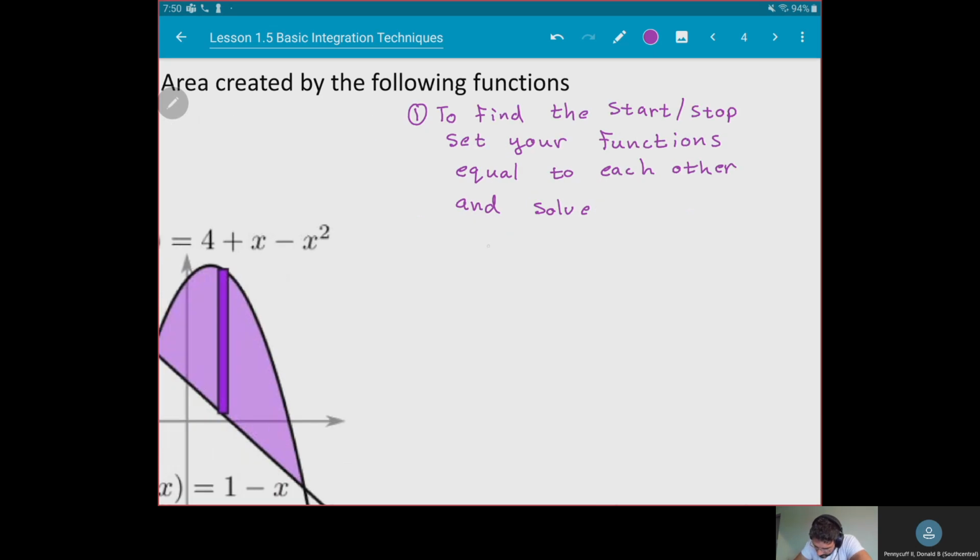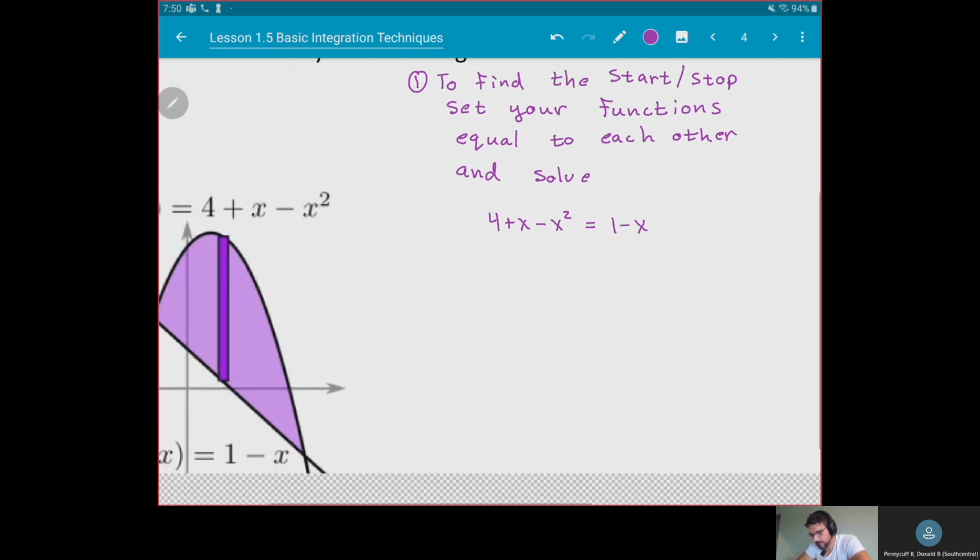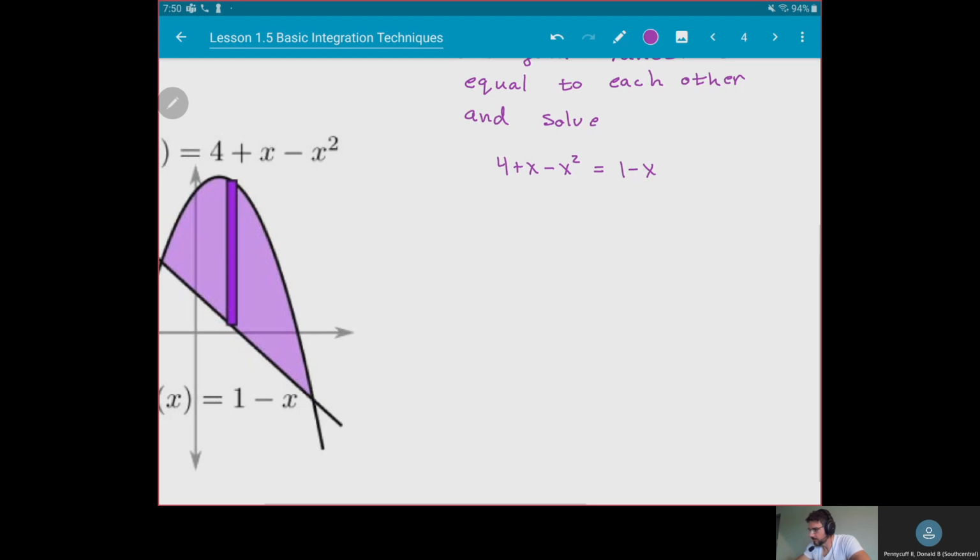So that's going to be 4 plus x minus x squared equals 1 minus x. Okay, now to solve something to the second power, we are going to get everything to the same side. So I'm going to move this over, and I'm going to move this over. Doesn't matter which side you move them to. You can move everything to the right-hand side if you wanted to.